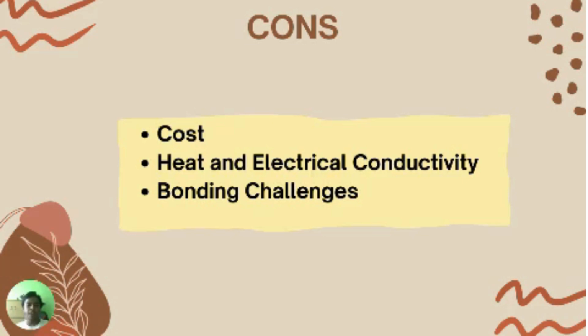And there are heat and electrical conductivity, as well as bonding challenges. As we already know, carbon fiber is a great heat and electrical insulator. I'm not saying that this is one of the big cons, but for some countries this is a con. For us, I don't think this is a big con, because in our country, with the temperatures right now, we don't rely on heat so much. And let us move on to the benefits.